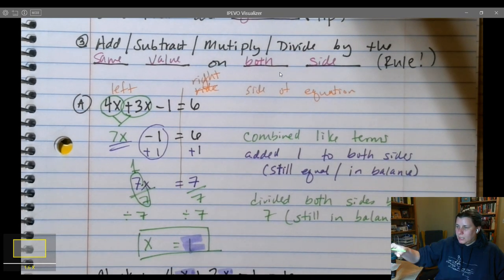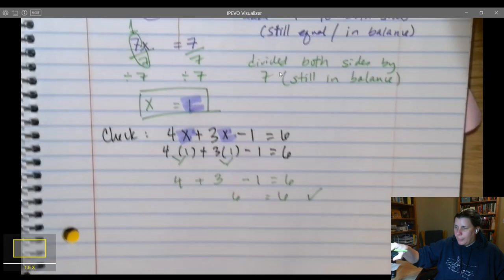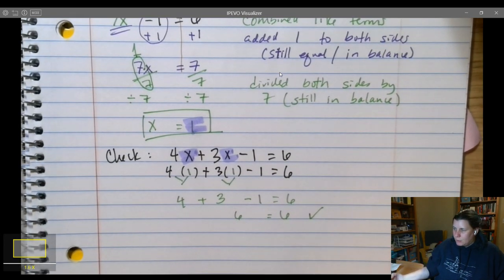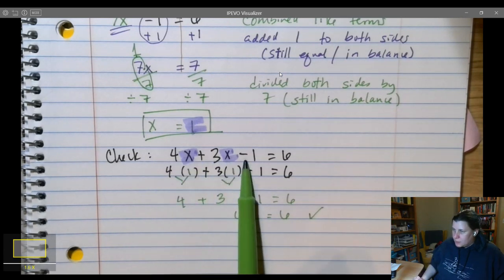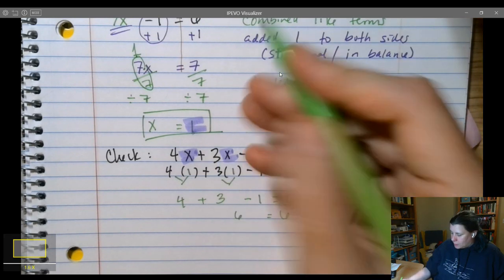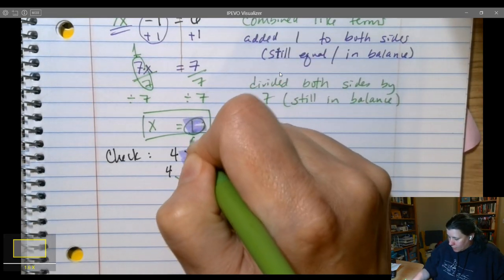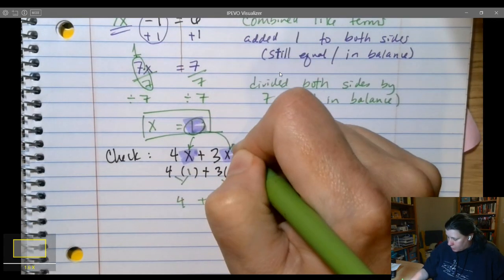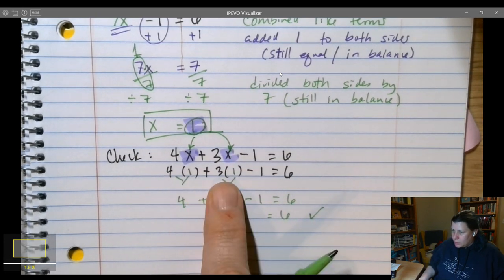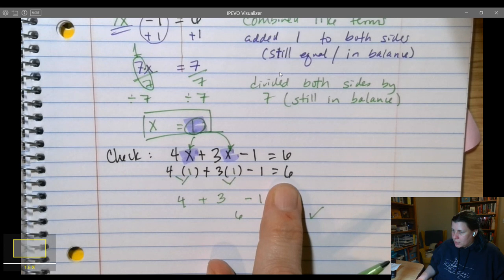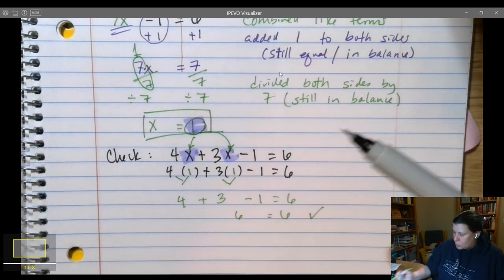You couldn't see any of that. Bummer. Okay, so what I did, sorry, I wasn't paying attention to what you could see. 4 times x plus 3 times x minus 1 should be 6 when x equals 1. So I'm going to take that 1, and I'm going to put it in for the x every place I see it. So I did 4 times 1 plus 3 times 1 minus 1 equals 6. This should be true.